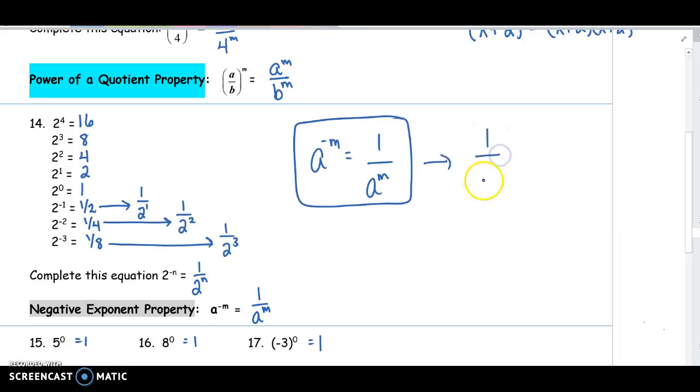If you happen to start out with something like this, a negative exponent on the bottom, what do you suppose is going to happen to that negative exponent on the bottom? It's going to be a to the positive n.